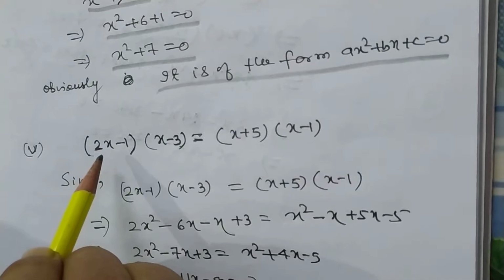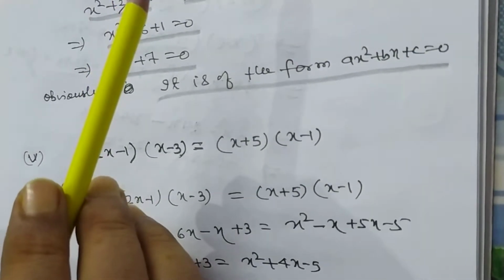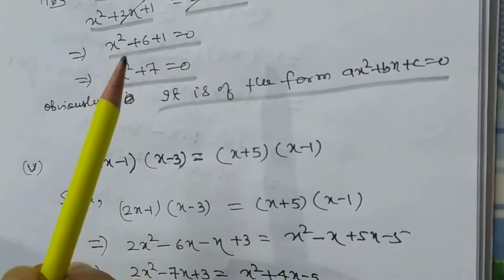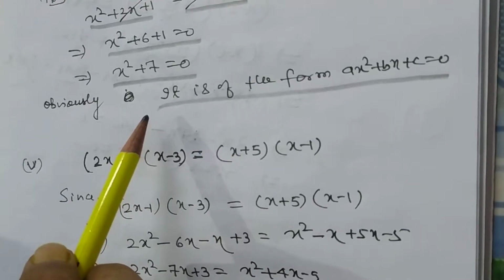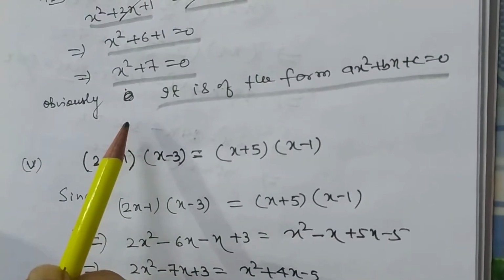So it is a quadratic equation. So the question is, how will you check whether the given equation is quadratic or not? If the equation is of the form ax² + bx + c = 0, where a ≠ 0, then this type of equation is known as a quadratic equation.